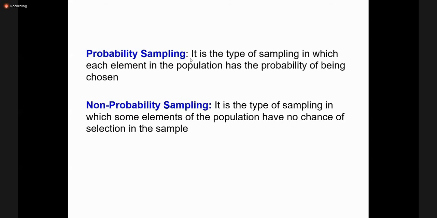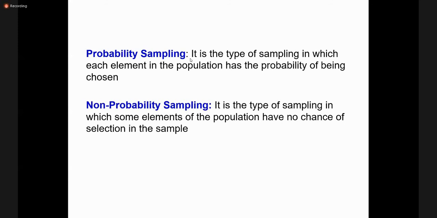They may or may not be selected, but they have that chance as well. You are not excluding them deliberately. While non-probability sampling is a type of sampling in which some elements or individuals in the population or sampling frame have no chance of selection in the sample. You deprive some of the individuals or sampling units in the sampling frame of the chance to become part of the sample.